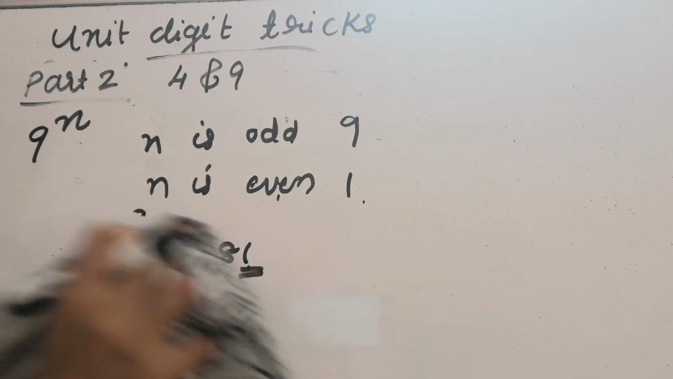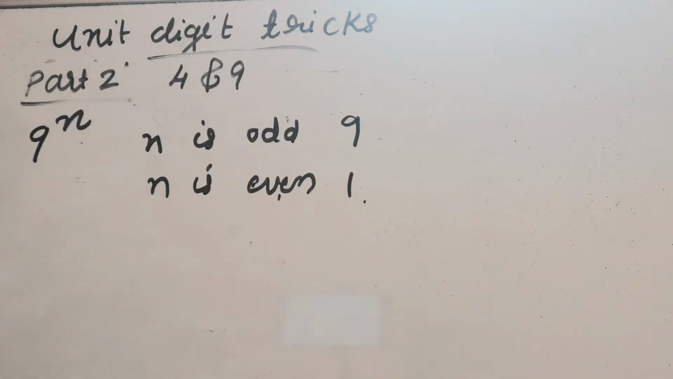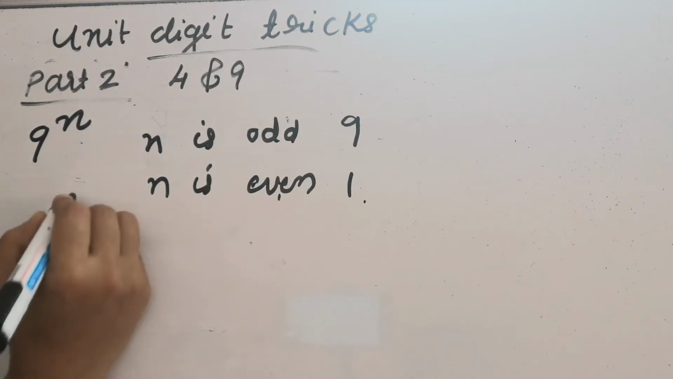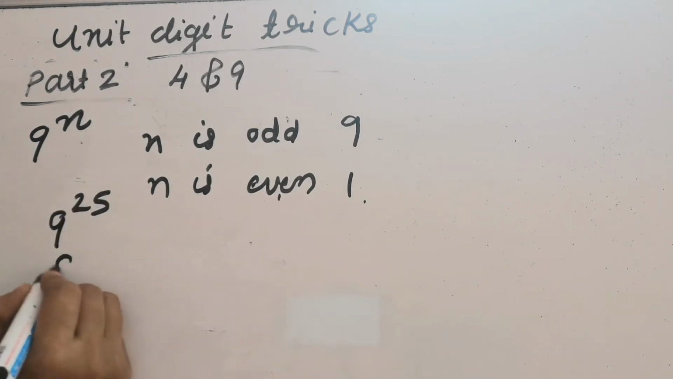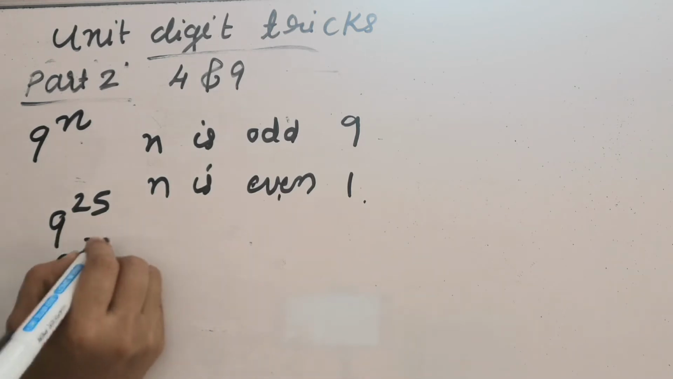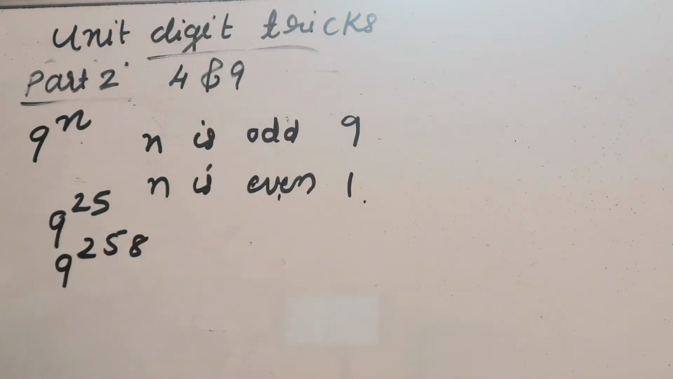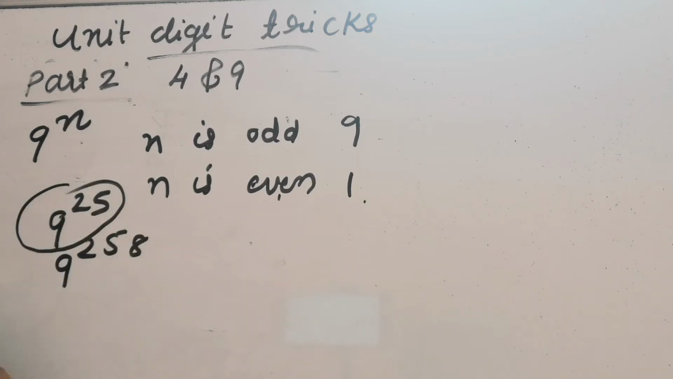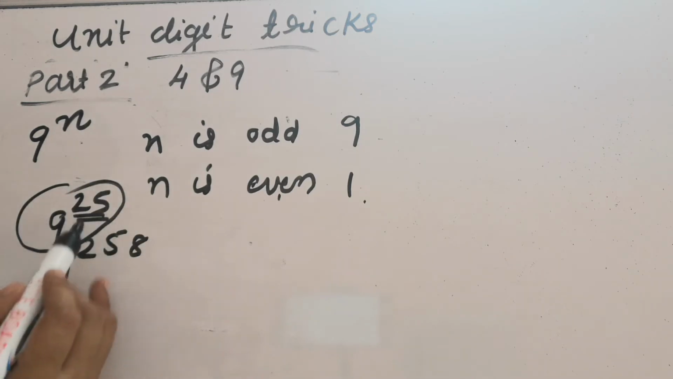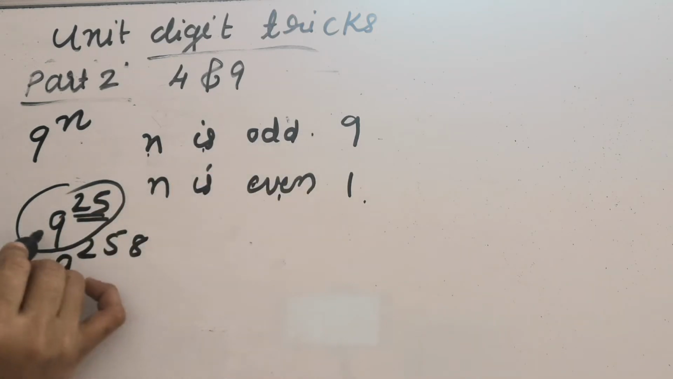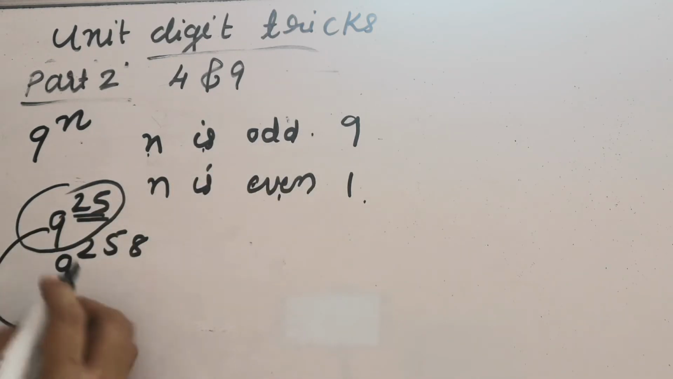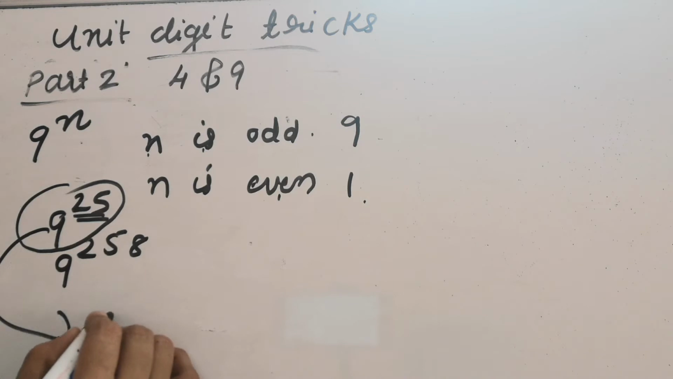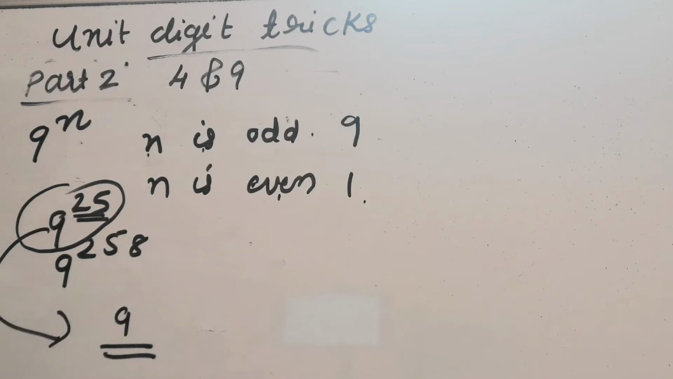Okay, so using this rule, we have to find the answers to some problems. 9 raised to 25 and 9 raised to 258. First question, 9 raised to 25. Here the exponent is 25. n is an odd number. So the unit digit of 9 raised to 25 is 9. Without any calculation, we write the answer directly.